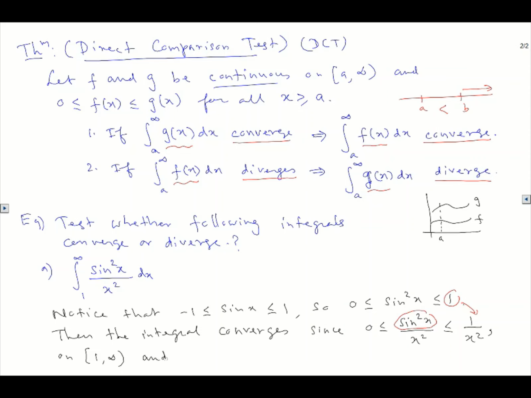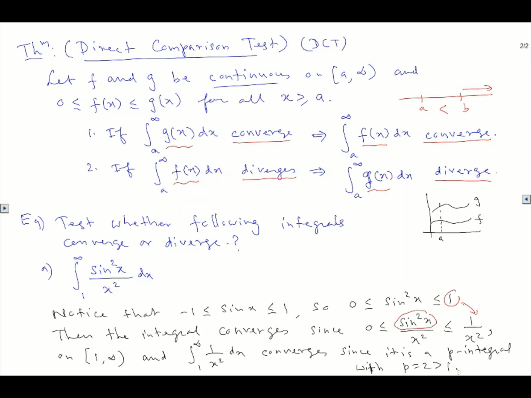And so the integral converges since this inequality happens on 1 to infinity, and the corresponding integral from 1 to infinity of 1 over x squared dx converges, since it is a p integral, that's what we call it, with p equal to 2, which is greater than 1. So that's the kind of argument, a mathematical argument. We're going to use this kind of wording for these kinds of problems.